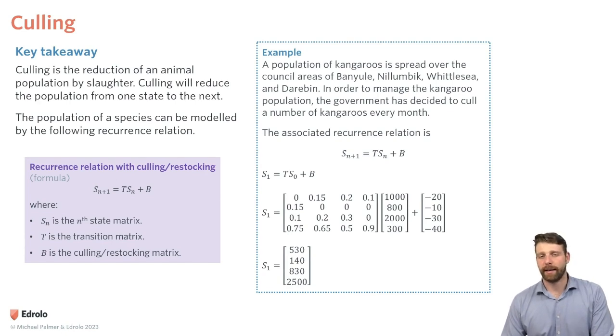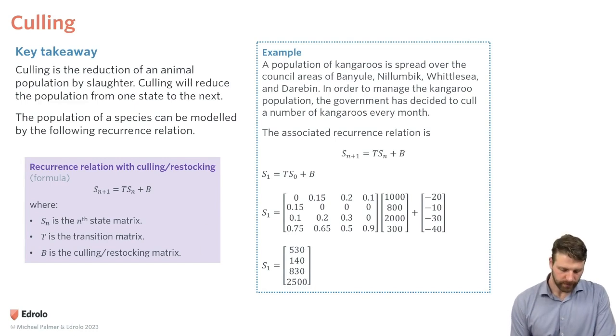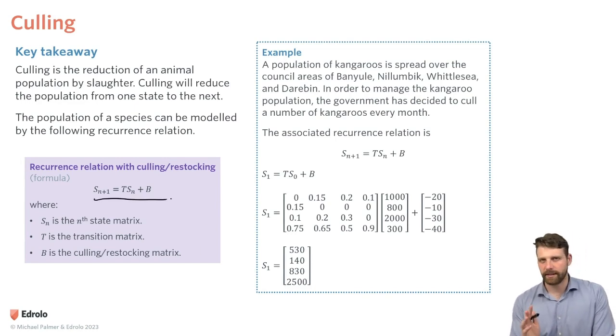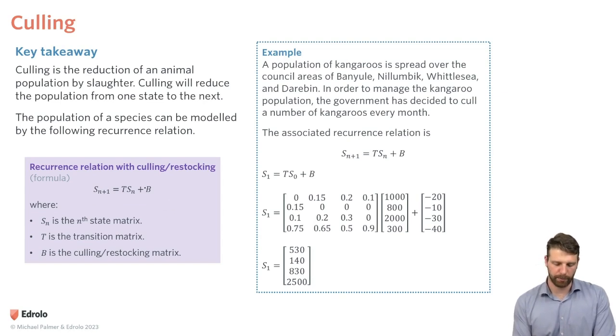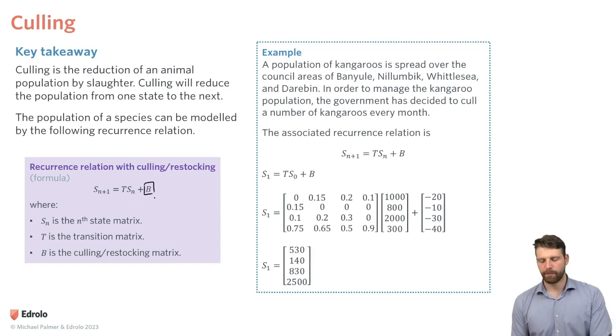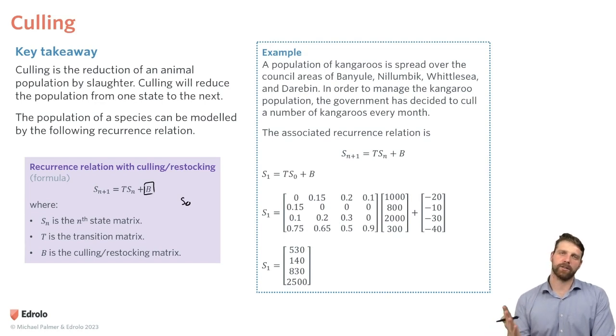The population of a species can be modeled by the following recurrence relation. What I want you to notice here is that this is almost the exact same equation as what we've used before. All that's new is this matrix B. And that matrix B will have the same order as S0, so the initial matrix. And that's because it just adds on to those relevant sections of the population.